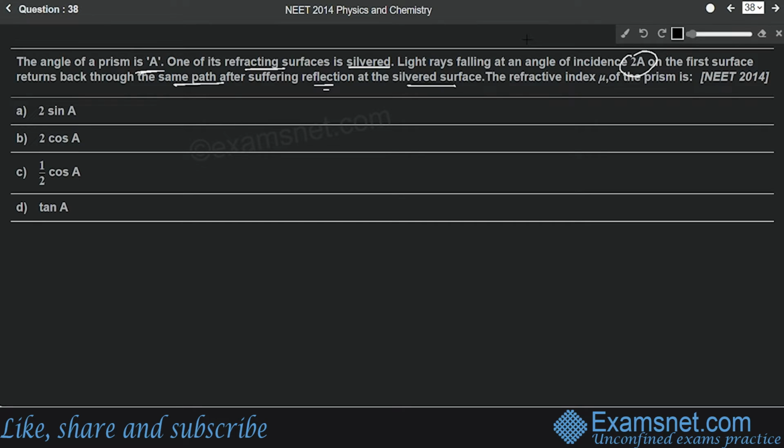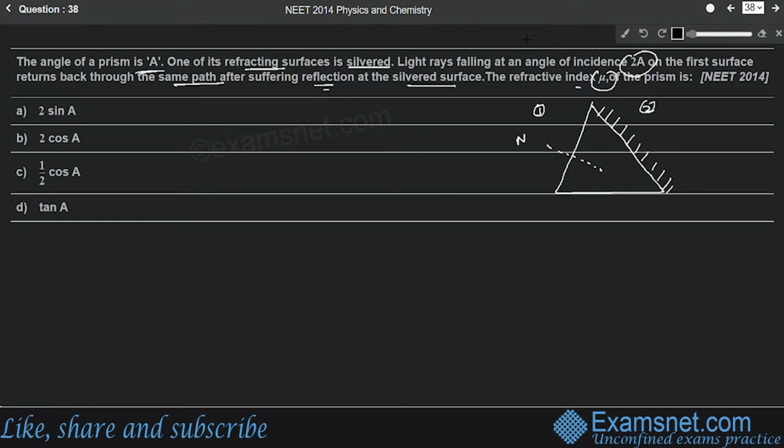The refractive index mu of the prism is, okay, so we have a prism like this. Suppose the surface on the left side is the first surface and the surface on the right side is the second surface. So this second surface is silvered. It is polished. This is the normal to the surface.